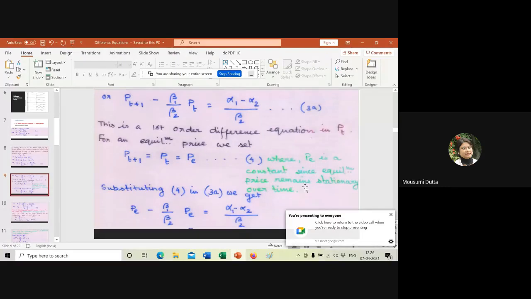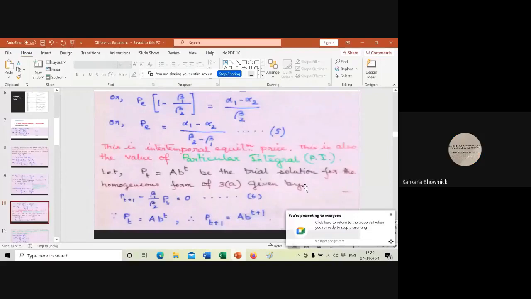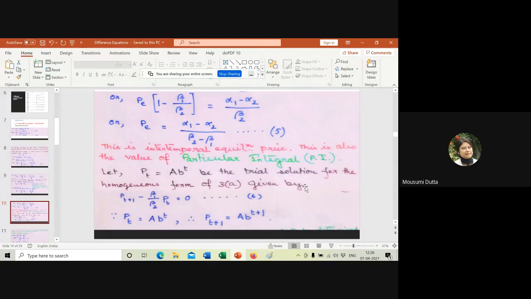Everybody got this value? Ma'am, we are getting alpha 1 minus alpha 2 over beta 2 minus beta 1. Yes, ma'am. This will be the value. Okay. Alpha 1 minus alpha 2 divided by beta 2 minus beta 1.